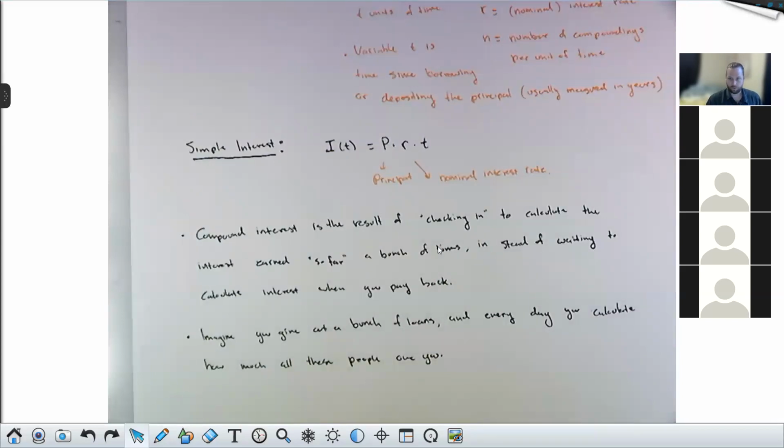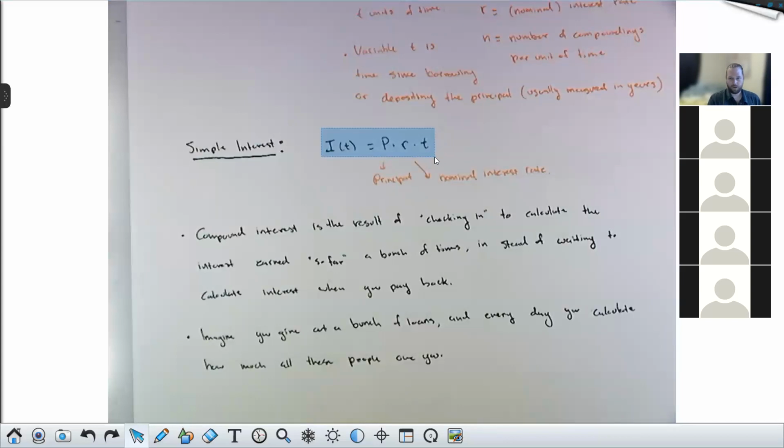I've loaned money out to 15 different people. I don't expect any of them to come and pay it back today, but I want to know how much they owe me today. So I calculate the interest on their loan as it is today using this simple interest formula. That will tell me how much everybody in town owes me. So how valuable my business is on that day.